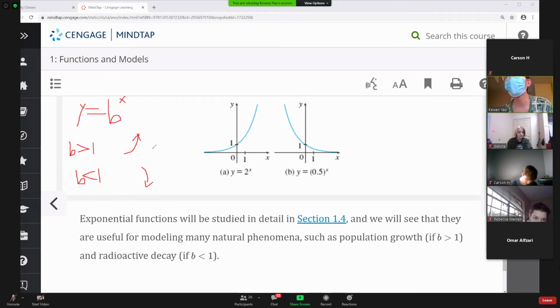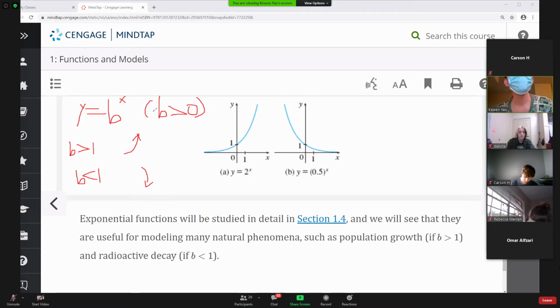So please write down. We have learned this before, right? I just want to refresh your memory. Of course, here b is always positive. So if b is larger than 1, the graph is increasing. If b is less than 1, the graph is decreasing. Here b is 2, and here b is 1/2, which is less than 1, so the graph is decreasing.